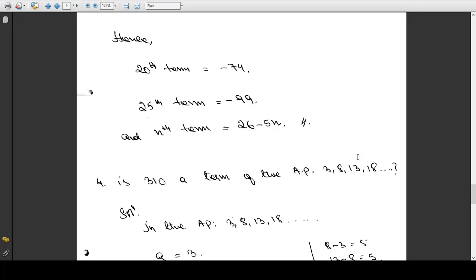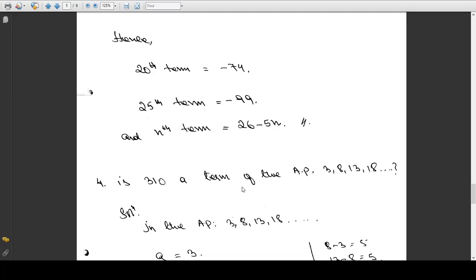Okay, now here 3 with 5 goes to 8, 8 with 5 goes to 13, 13 with 5 goes to 18, 18 with 5 will be 23, and so on. Now suppose that here is given, is 23 a term of the AP, then definitely you can say yes, because 18 plus 5 is 23. Now if 20 is given, is 20 a term of the AP? 18 plus 5 is 23. Now 20 is not a term.